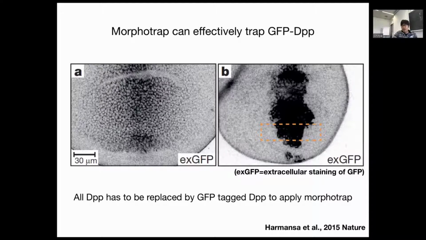Okay, and you can now start to ask about the importance of dispersal. However, technically this is very difficult, because first, all DPP has to be replaced by GFP-tagged molecule, because the morphotrap can only target the GFP-tagged molecule. So you have to replace the endogenous DPP with GFP-tagged DPP, which is not easy.